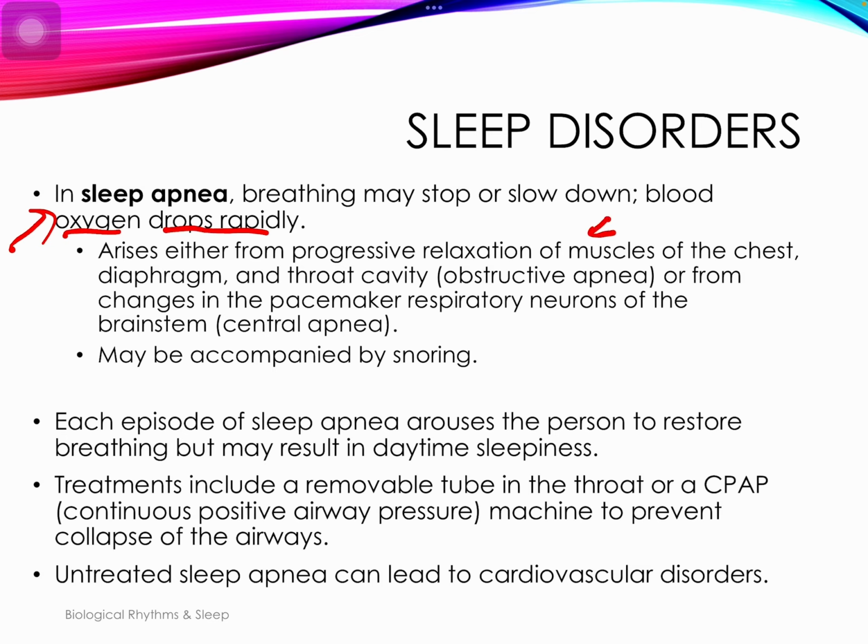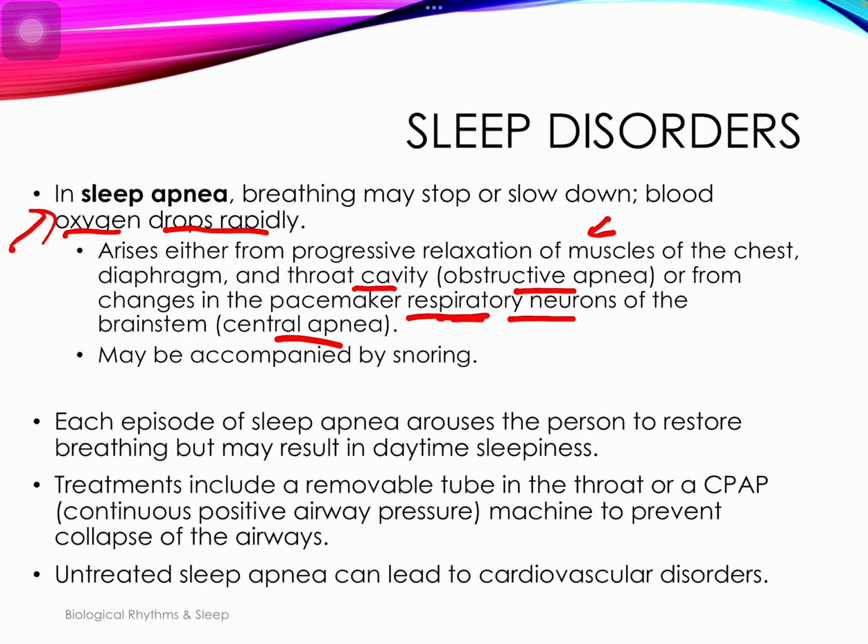So sometimes we see this because there's the relaxation in the muscles of the chest. They're too relaxed due to a medication, for example, throat cavity. So obstructive apnea may be from, for example, if you have a really bad infection and all of your areas are inflamed, or you're taking medication that causes inflammation, can lead to obstructive or partial obstructive apnea. You can also see that there may be some changes in the respiratory neurons, which would be central apnea.